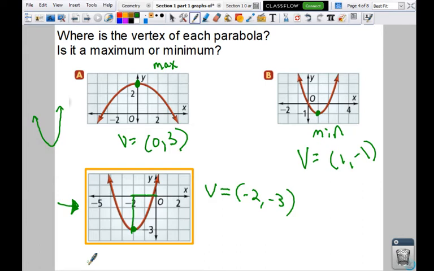I already said it. It is a minimum, a min, because it's got a very lowest point.